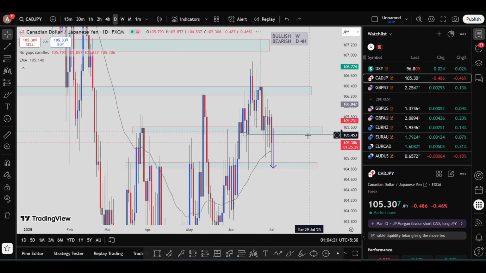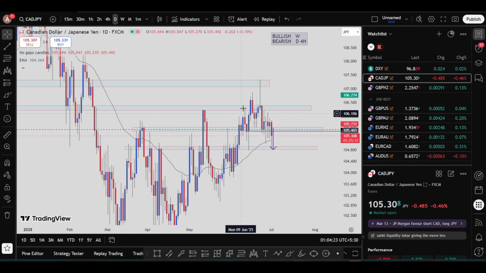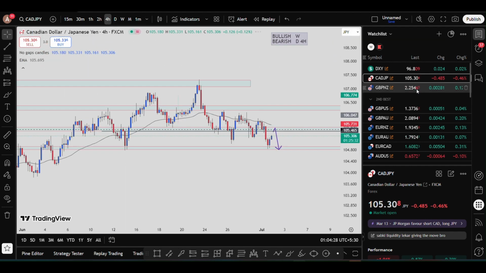Also on the daily time frame, we can see that there is a formation of a left shoulder, head, and right shoulder pattern. So this is a good sell side trade, we can see.